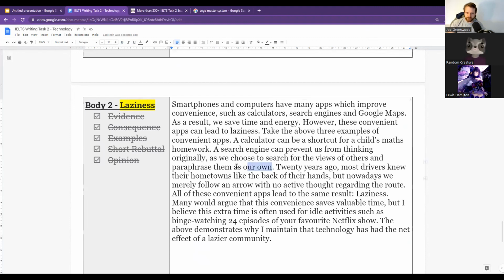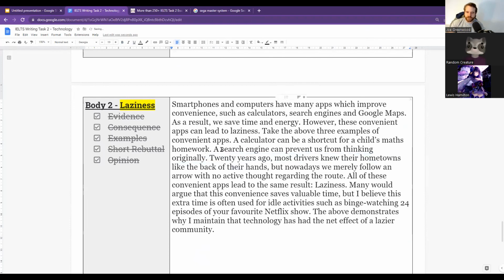You know what? I don't even think I need to type that bit. Too much information. 20 years ago, most drivers knew their hometowns like the back of their hands. But nowadays, we merely follow an arrow with no active thought regarding the route. All of these convenient apps lead to the same result, laziness.